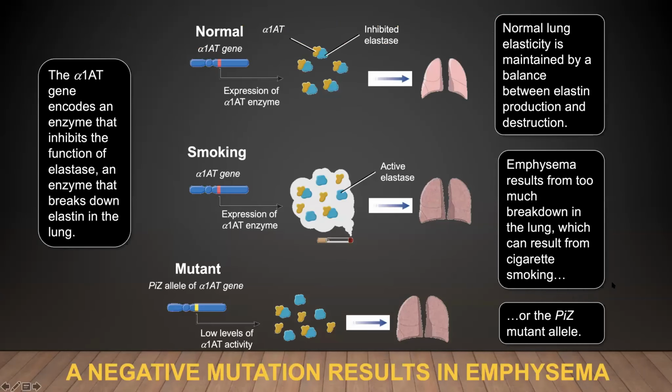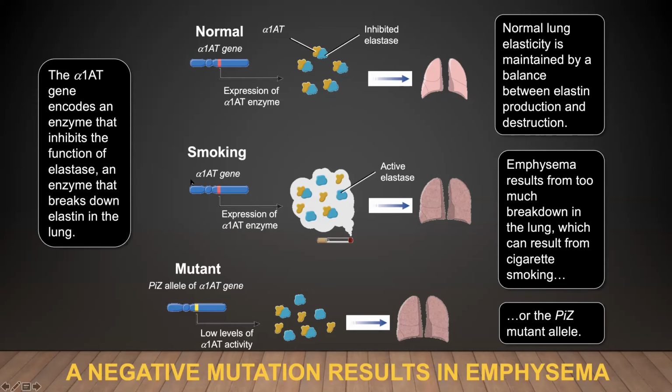All right, and then here's a real example. You don't have to memorize these specific genes, but this is looking at the gene alpha-1AT that codes for an enzyme that works with another enzyme called elastase. And so elastase is used in our lungs, right, that helps them to expand and contract. And so elastase actually breaks down the elastin in our lungs. So elastin is a protein found in our lungs.